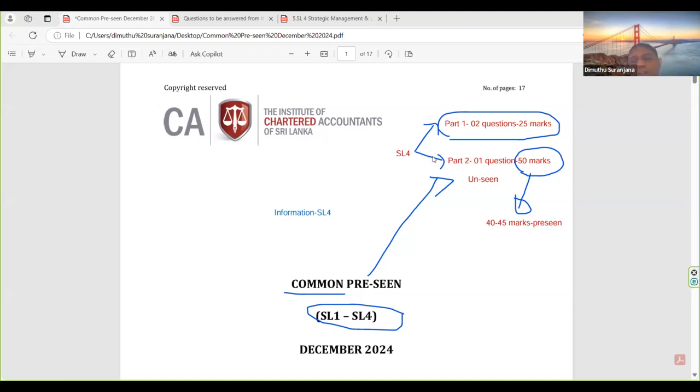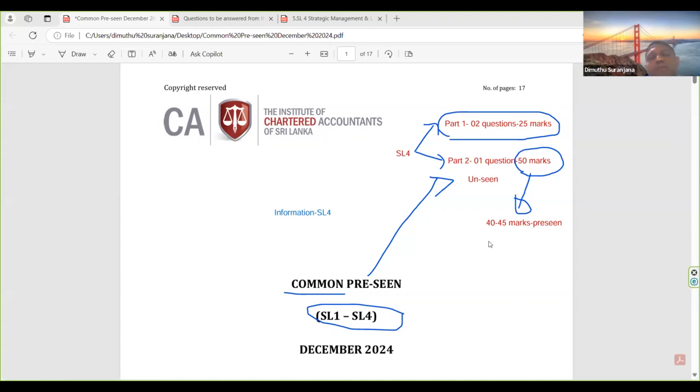If you look at this particular freezing, we call it common freezing. The reason is that it is common for the whole static level. There are some other subjects at the static level, so this is common for all the subjects. Therefore, when you go through the freezing, we may find some information which is relevant to other subjects also. We don't want to worry much about that. We'll look at the strategic management component.